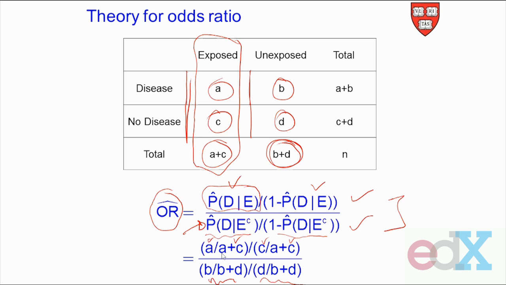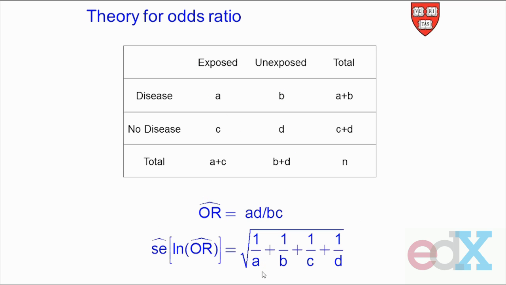Now we can cancel out the A plus C's, and the B plus D's cancel out with the B plus D, and what we're left with is A over C divided by B over D. Or another way of writing it, there it is, the estimate of the odds ratio is just AD divided by BC. So it's cute. It's very neat. We can estimate the odds ratio that way.